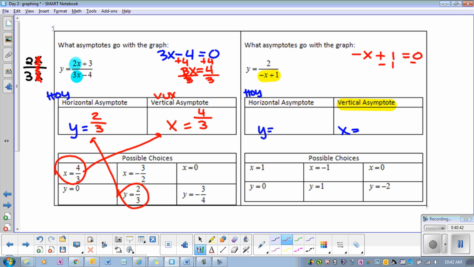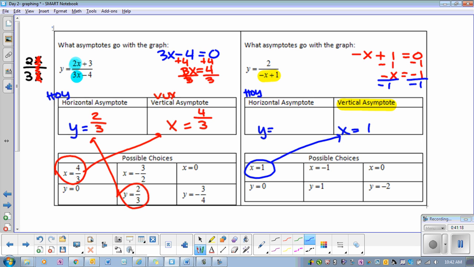So subtract 1, negative x equals negative 1. Do I leave it as negative x? No. Divide by negative 1. What's negative 1 divided by negative 1? Yeah, it's positive 1. So there you go. X equals 1 for your vertical asymptote. You know, that Bucks Hoy thing is actually very important because you see how one of your other answer choices is y equals 1? So you've got to know which one gets the x and which one gets the y.